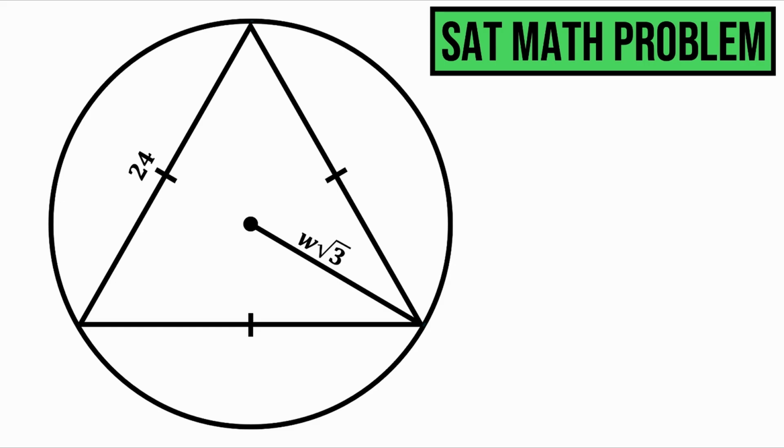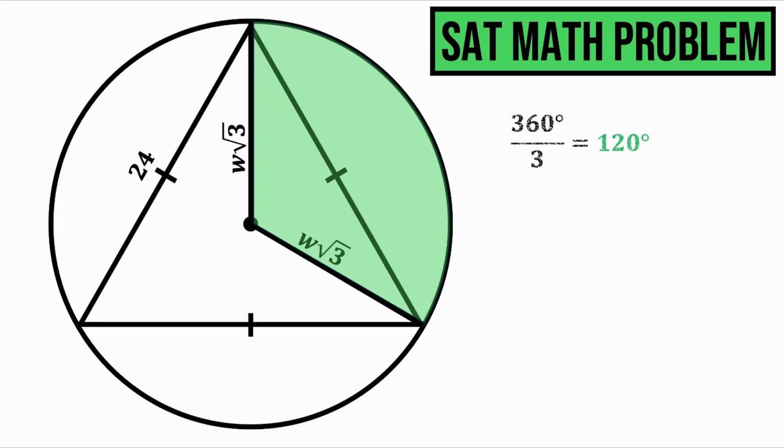So there's a variety of ways to solve this. Let me show you just one of them. So the first thing I'm going to do is draw another radius from the center to the top vertex. Now I've created an isosceles triangle, and I can solve for the angles inside. Let's start with the obtuse angle at the center. Because this is an equilateral triangle, I know this is a third of the circle, and if a circle has 360 degrees, then this angle right here must be 120.